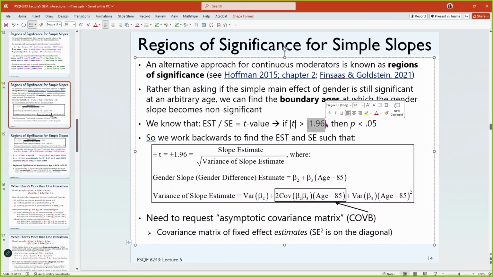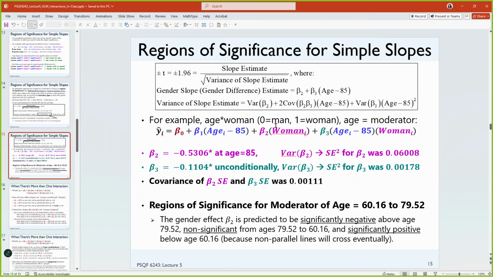I can just reverse engineer the equation because I know that estimate over standard error is t. I just need to figure out what the estimate needs to be to get to where t is 2. So I rearrange and I solve for that. And it ends up being a term that is quite complicated, but it tells you essentially where t hits significance and stops on each side of it. So let me show you an example using these particular data.